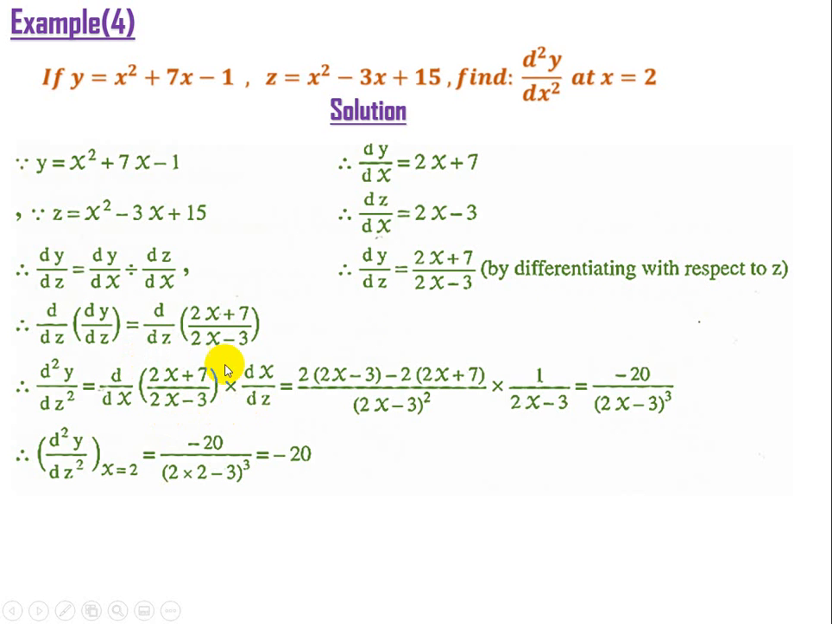The derivative of this quotient will be over (2x - 3) squared. The derivative of the numerator is 2 times the denominator (2x - 3), minus the derivative of the denominator, which is 2, times the numerator (2x + 7). After distributing 2 and negative 2 inside both brackets and simplifying, times the expression dx/dz, which means 1 over (2x - 3), we get in the numerator negative 20, and in the denominator (2x - 3) to the power 3. Putting x equals 2, the answer will be negative 20 over (2 times 2 - 3) to the power 3. It will be negative 20.